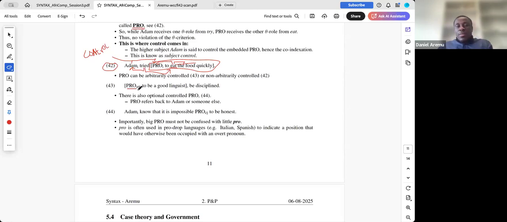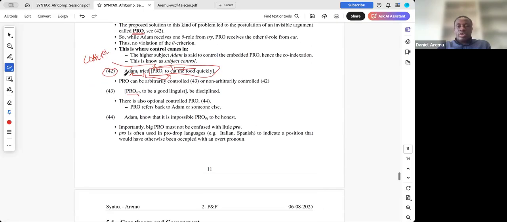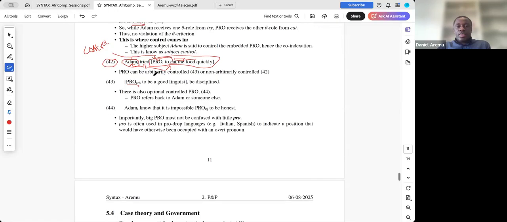So it means pro can be arbitrarily controlled, whereby the antecedent or the reference is not in the immediate sentence or clause, but of course it is in the context, the pragmatics. Or non-arbitrarily controlled, like what we saw in 42, right? This one is not arbitrarily controlled because there is actually an overt reference in the sentence. Adam is controlling the pro.